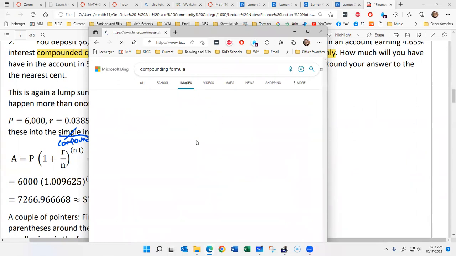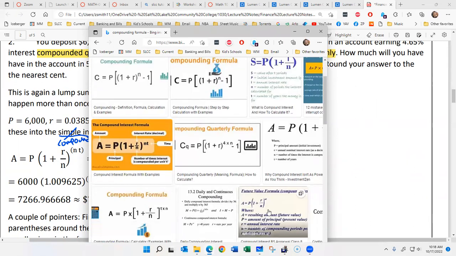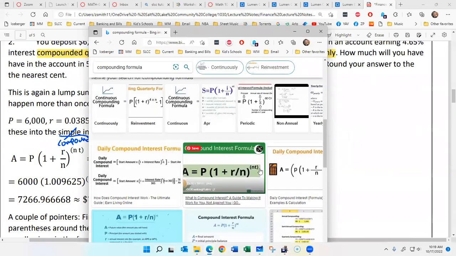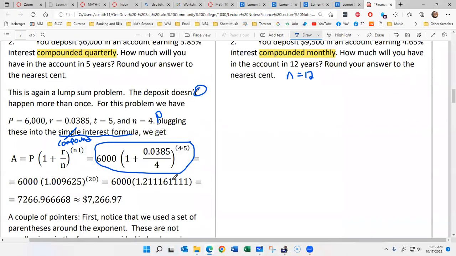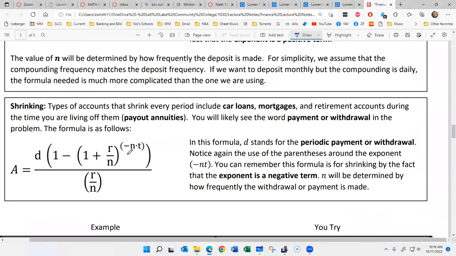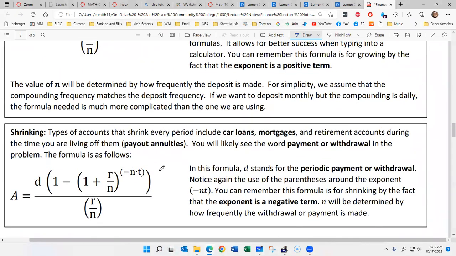Let me look at other images. There it is. The NT is not in parentheses. So you're just not going to have the parentheses around it, and it's so important for you to add them. Now here, someone's nice to you and they have parentheses around it. Sweet. So same thing here, parentheses around the exponent, our other formula, parentheses around the exponent. Critical for your calculator to work out right.